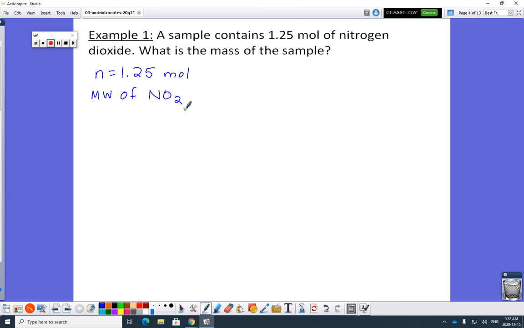So this question would probably be out of 2, maybe out of 3. Can you find the molecular weight of nitrogen dioxide, and then we're going to multiply here, and that's really it, okay? On the test, I usually reserve units and stuff for the communication section, sort of like in math where it's always at the end.